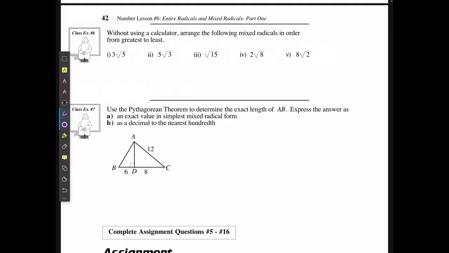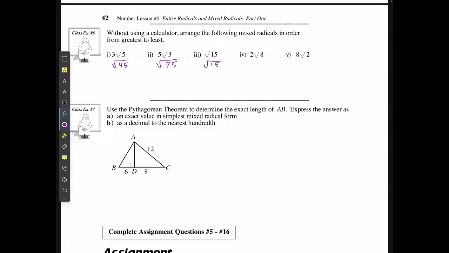If I need to arrange mixed radicals from least to greatest, it's hard to tell if they're mixed radicals, but if I turn them into entire radicals, then I can tell right away which is the biggest and which is the smallest. If I take for the first one 3 times 3 times 5, then I'm going to get the square root of 45. If I took 5 times 5 times 3, I get the square root of 75. This one will just stay the square root of 15.